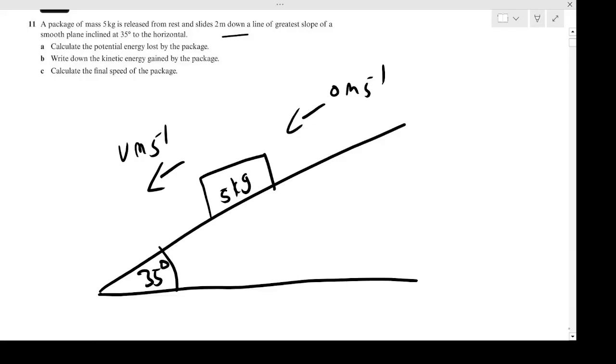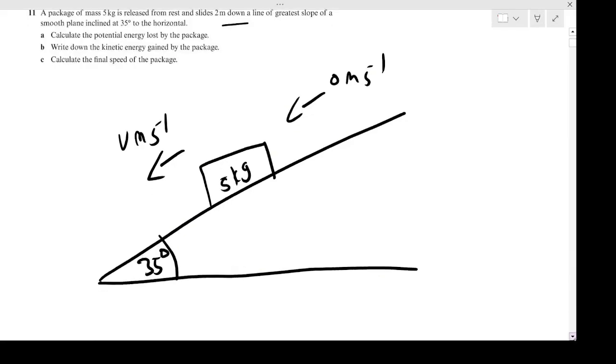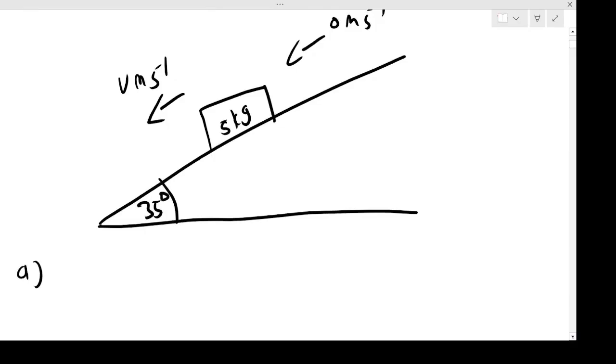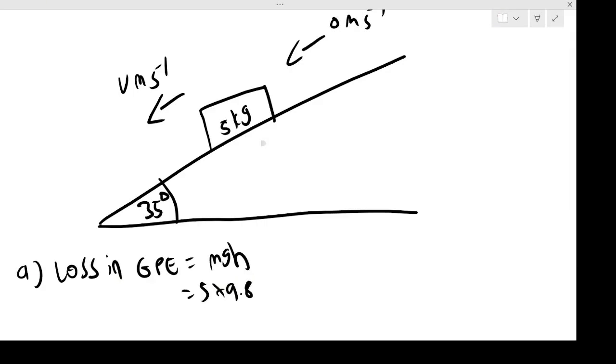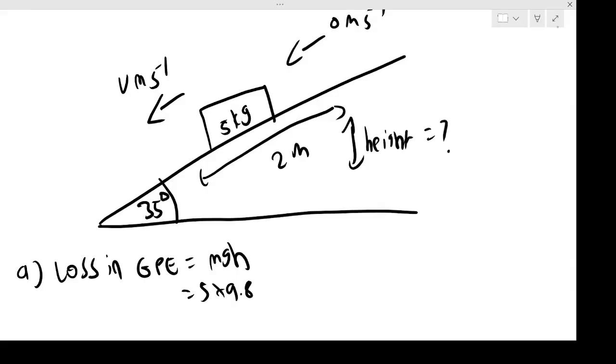It wants me to work out the potential energy lost, first of all. We know that the loss in GPE, the potential energy, is mgh. We know the mass is 5, and we know that g is 9.8. However, the height: it's going 2 meters down the slope, but that is not the vertical height. This is the height that I'm interested in. How do I work that out?